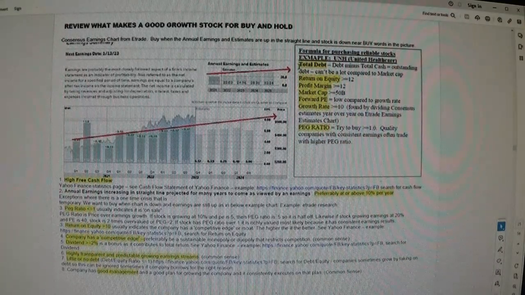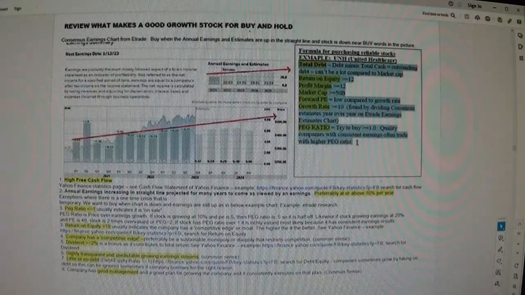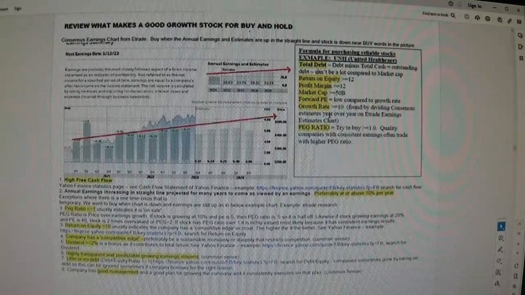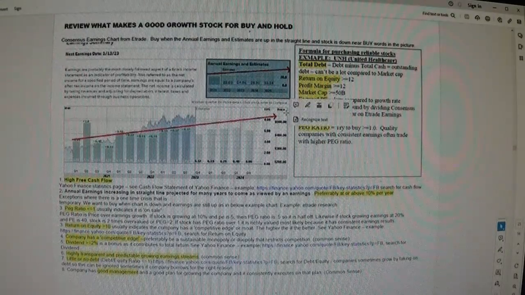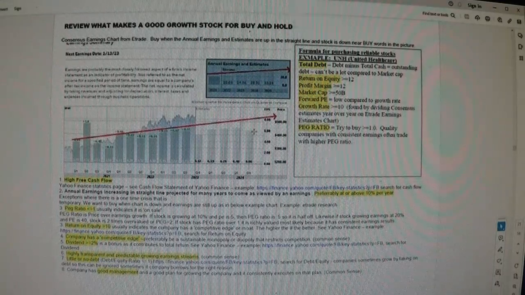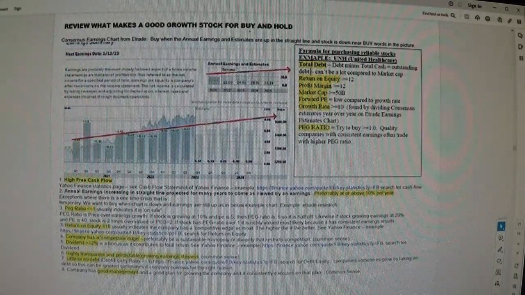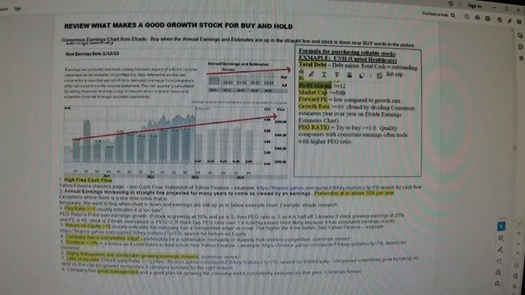And I try to have the highlighted things in every stock that I'm researching. And you can see we're doing these comparisons for anything we're going to consider, anything that could be in addition to something we're following. We like to have total debt be low if it's not a bank. We like to have return on equity greater than 12, profit margin greater than 12.